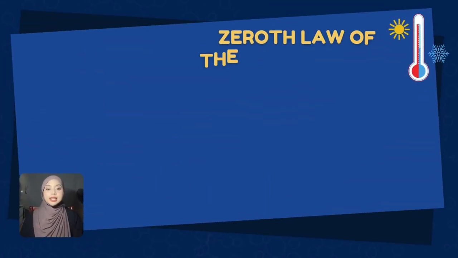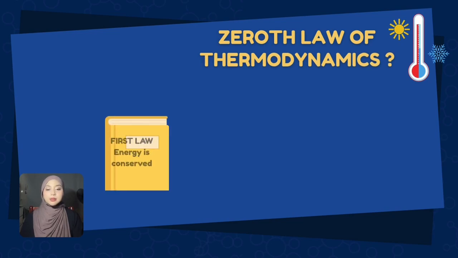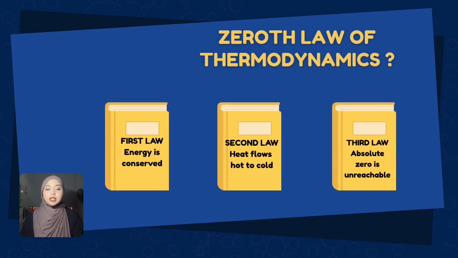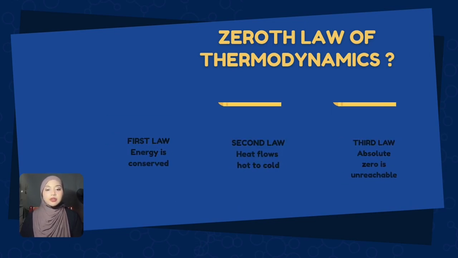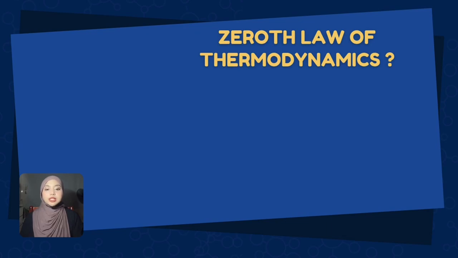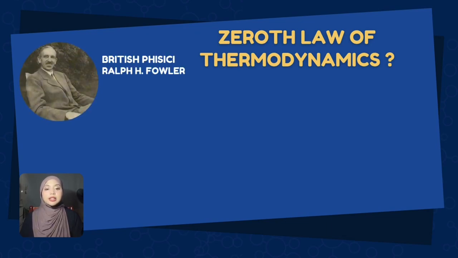By the early 20th century, scientists had already established the first, second, and third laws of thermodynamics. These laws covered the conservation of energy, the flow of entropy, and the behavior of matter at absolute zero. However, in the 1930s, British physicist Ralph H. Fowler realized this principle was so fundamental that it belonged before the other laws, even though it was formulated later.